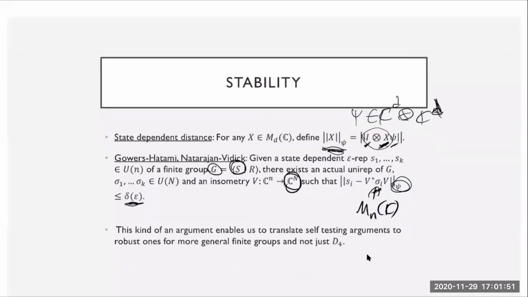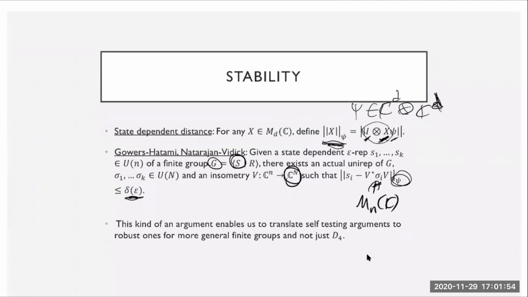Michael, you said that for the case of the dihedral group, this Gowers-Hatami-Vidick-Natarajan thing is an exercise. Yes, this is true, at least for D4, it's an exercise. So why is it not an exercise for any group? So you really need to use the dihedralness for it to be an exercise?